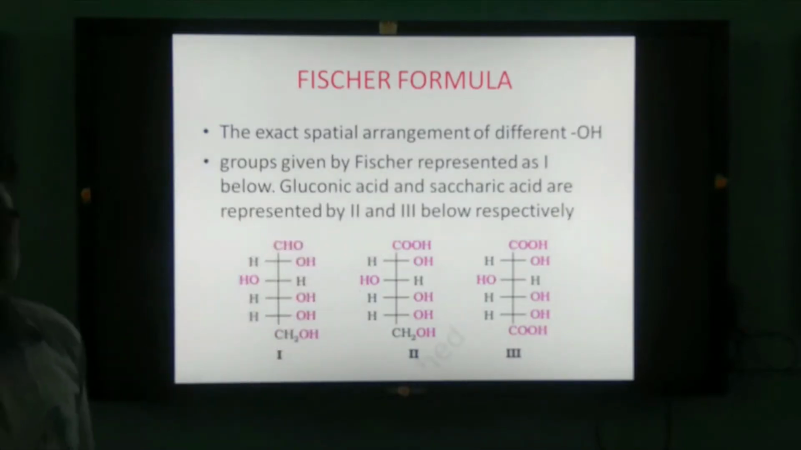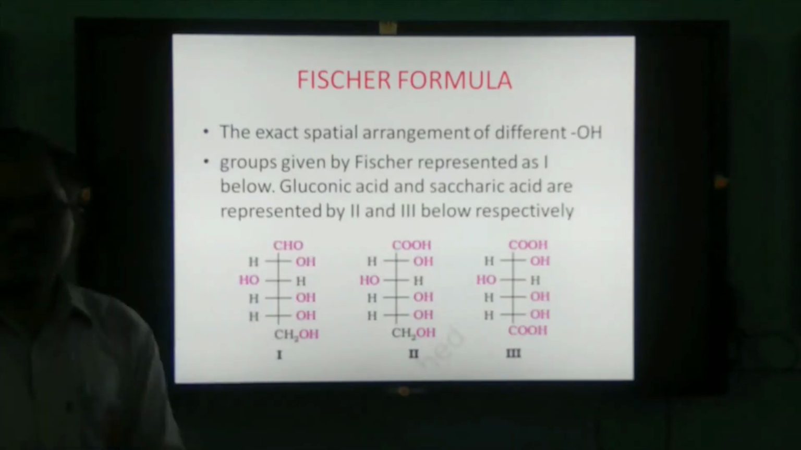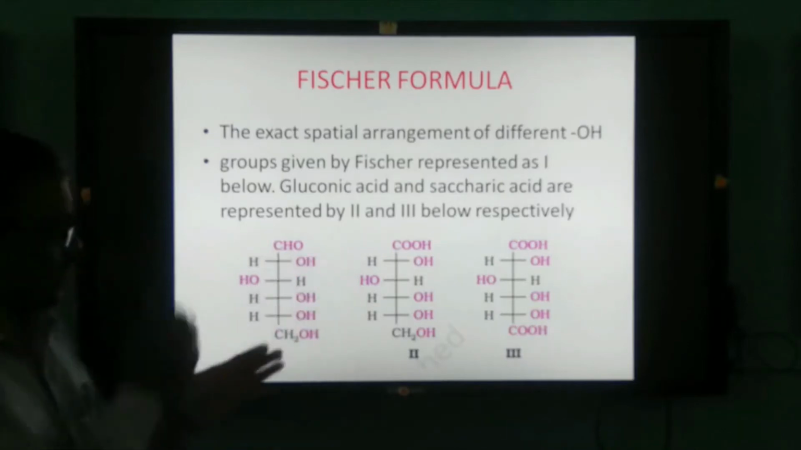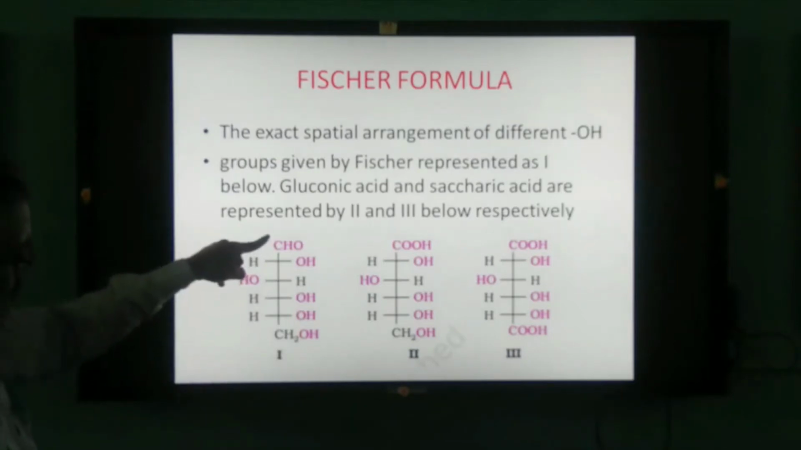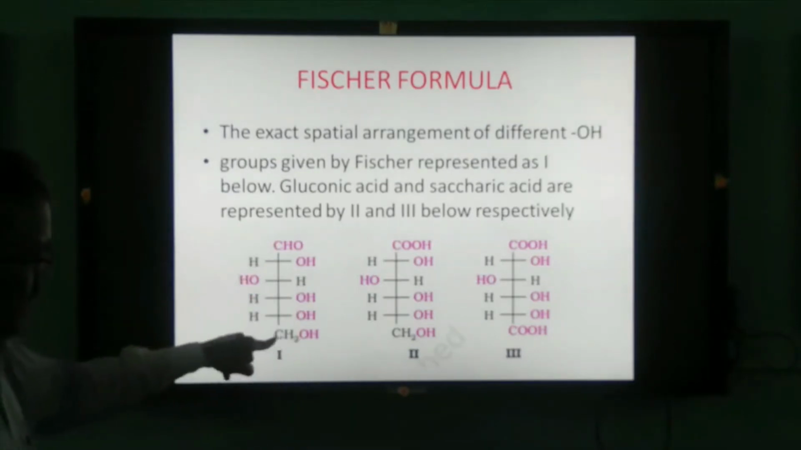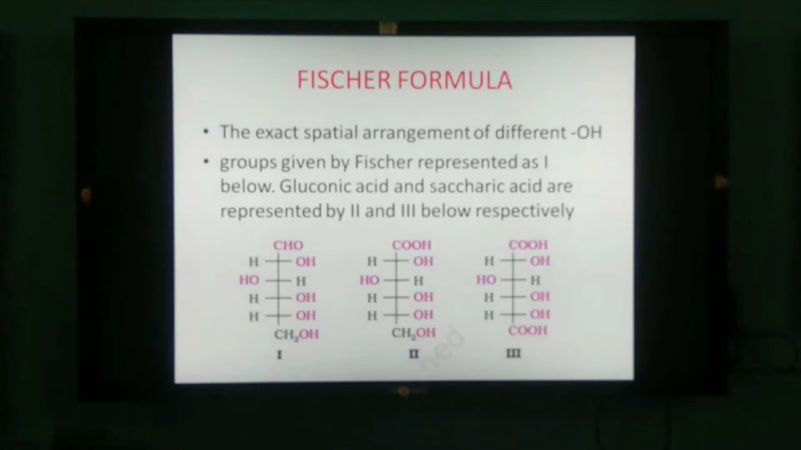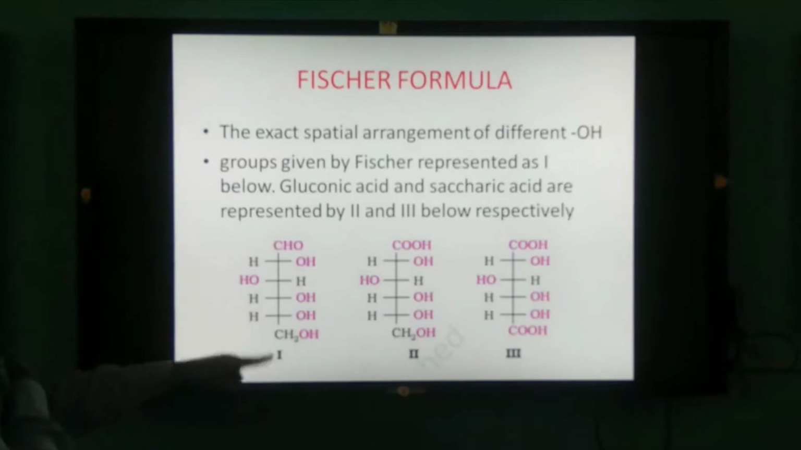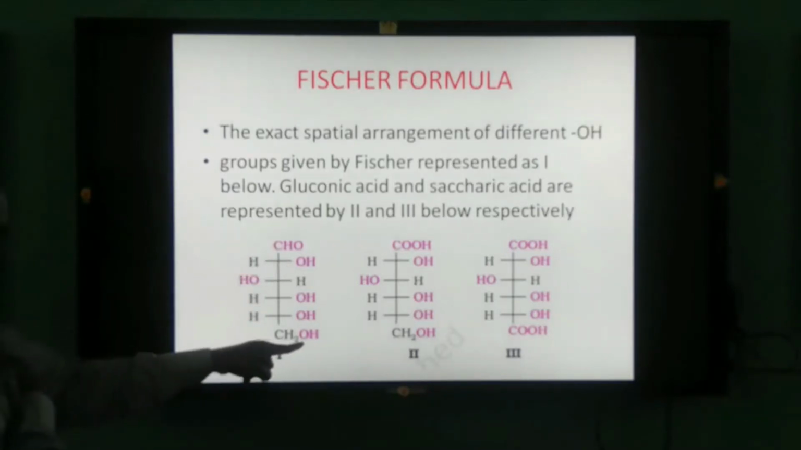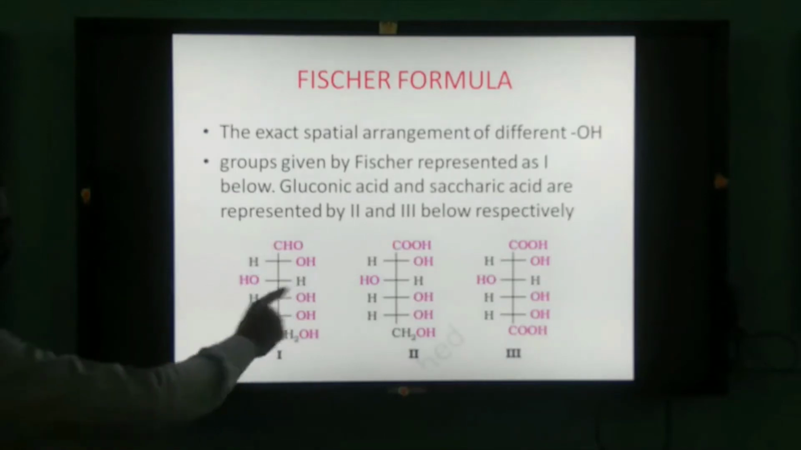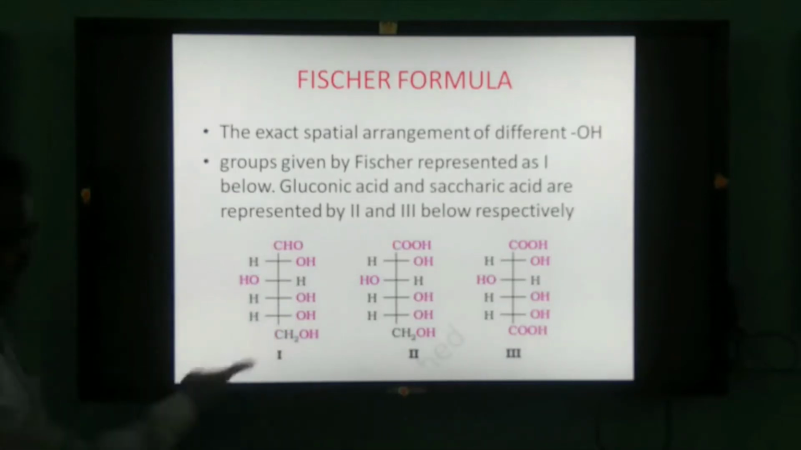So it is Fischer who first introduced the structure of glucose. That is called structure 1. That means CHO on the last carbon, and the first carbon is a primary alcohol. Like this, it is given in the straight chain. So out of 5 OH groups, 4 OH groups are secondary functional groups, and the last one is a primary functional group. Now you see these cross lines are horizontal.